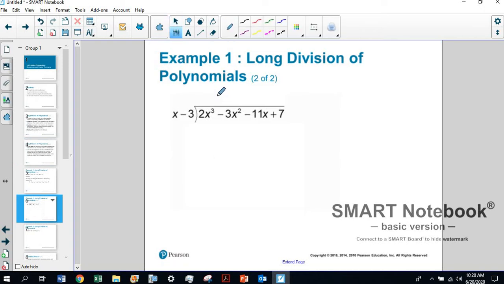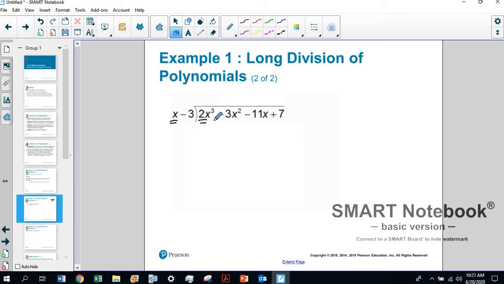So the process works like this. What you do is you take a look at the first term that you're dividing by and the first term you're dividing into. You have to write these in descending order. You have to write your polynomial in standard form, highest power to the left. All right, so you look at x and you look at 2x cubed. You ignore everybody else for right now.